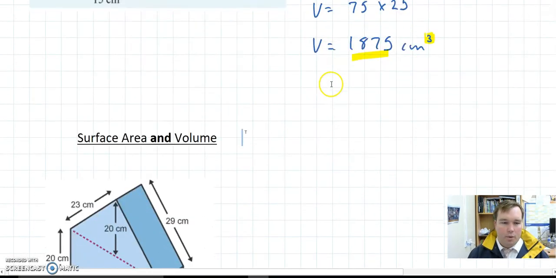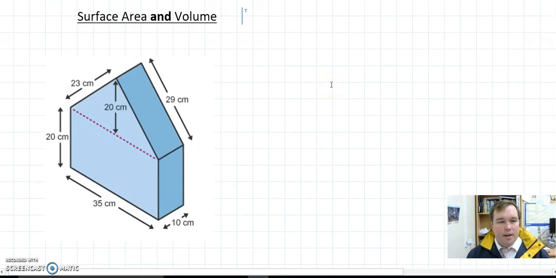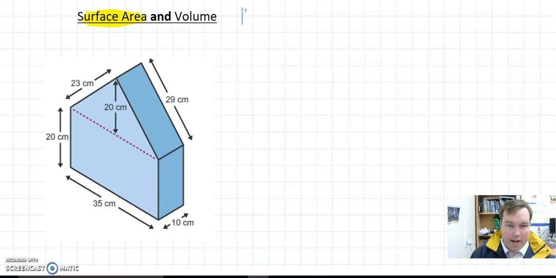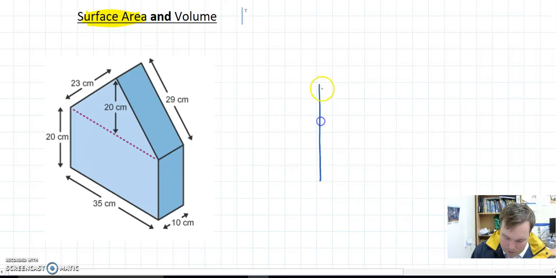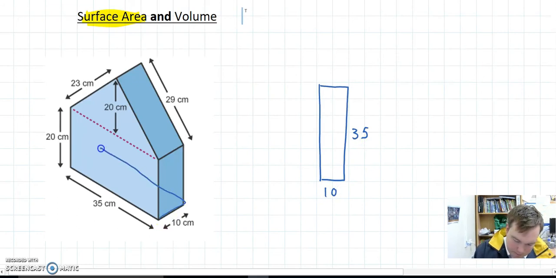Alright, one more example. Find the surface area and volume of this shape. Now, surface area and volume is a little tricky. It's easy, rather, but needs to be done methodically, otherwise it's very easy to make a mistake, which is what makes it tricky. If I was going for surface area, and we'll do surface area first, best thing is to draw a net. Now a net will start generally with you drawing the floor. The floor of the shape is this 35 by 10 centimeter rectangle that goes along here.